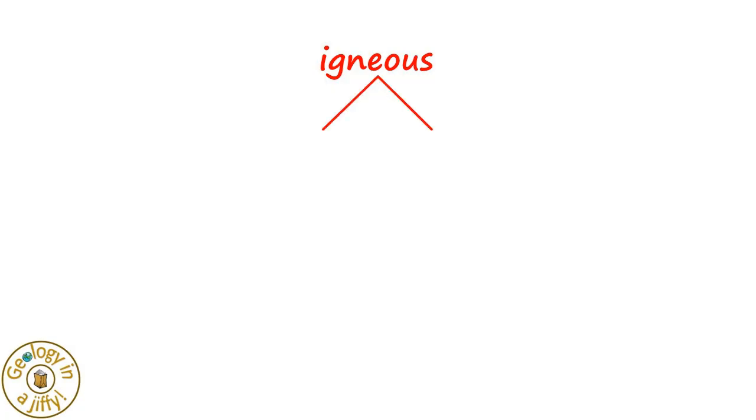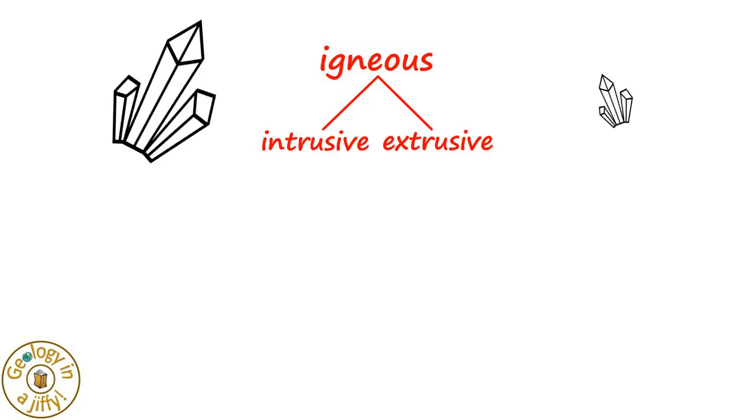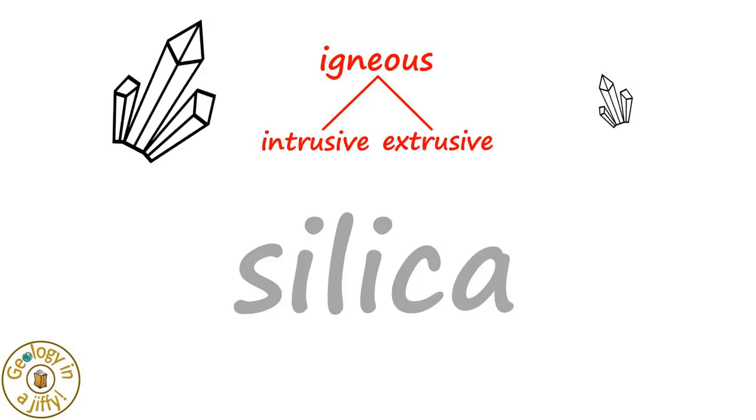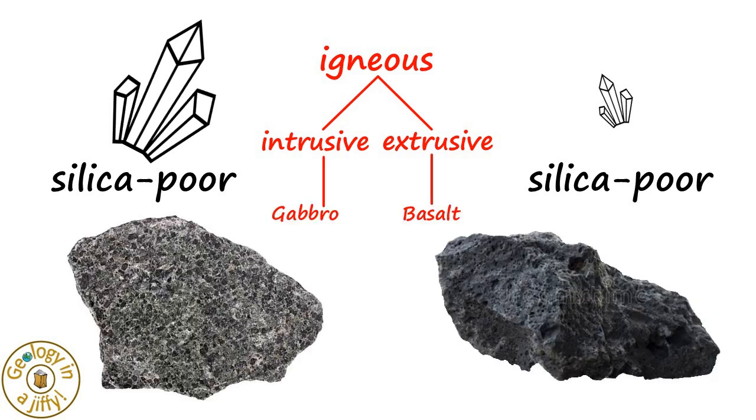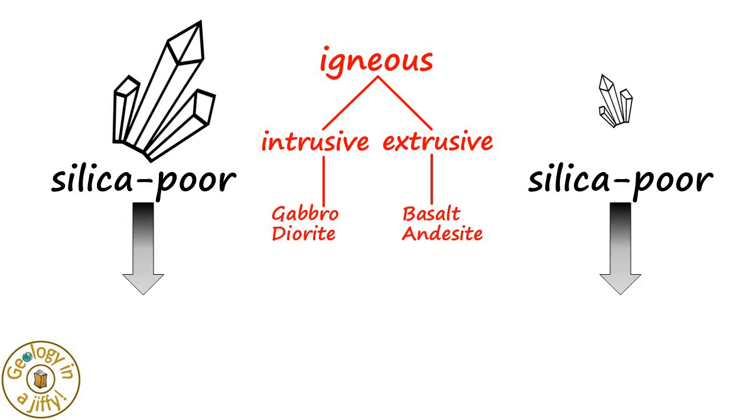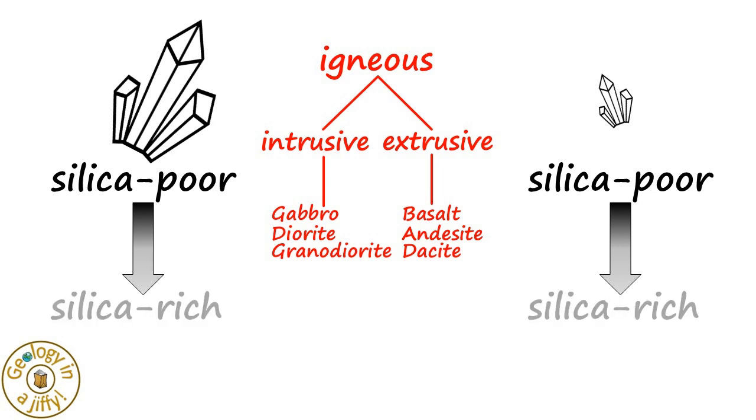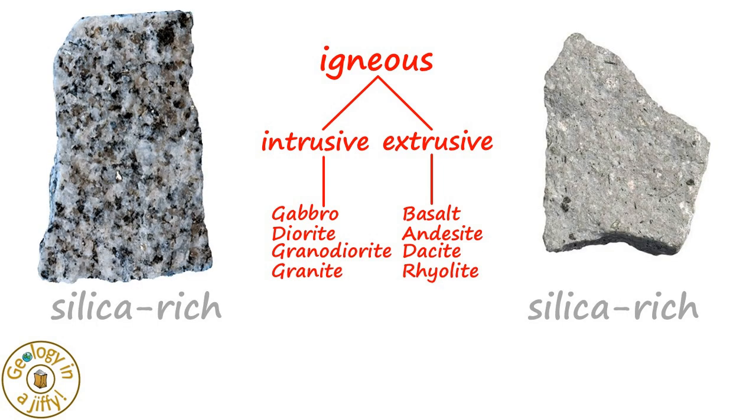So igneous rocks can be categorised by both crystal size and the silica content of the rocks, from silica poor, such as gabbro and basalt, to diorite and andesite, to granodiorite and dacite, to the most silica-rich examples of granite and rhyolite.